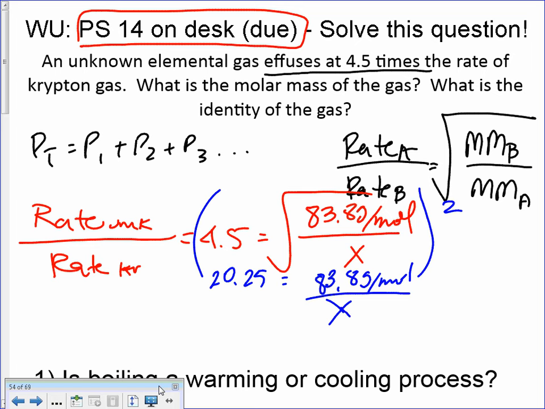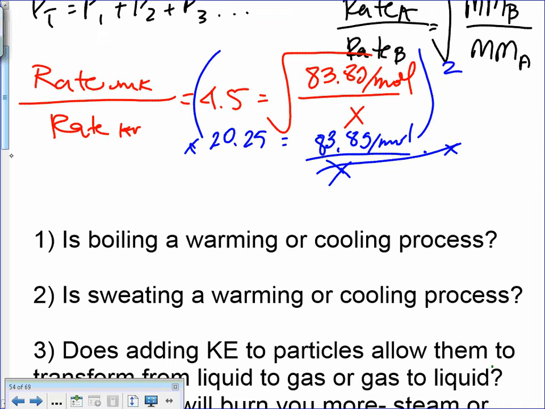Okay, I hear flip-flop, I hear multiply by X. So basically what you're saying is that you're going to multiply by X on both sides, and then this X over here is canceled. So then you're going to take the 20.25 and divide the 83.8 by that. So X is equal to 83.8 grams per mole divided by 20.25. And what do you get?